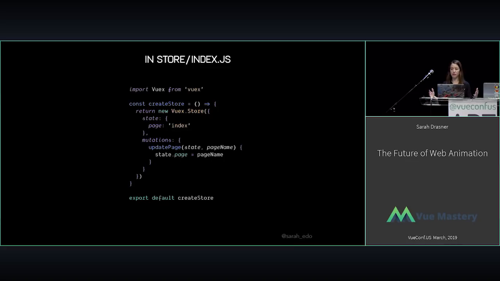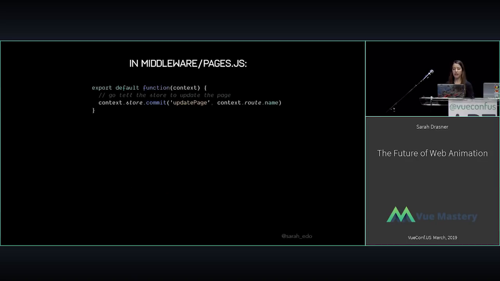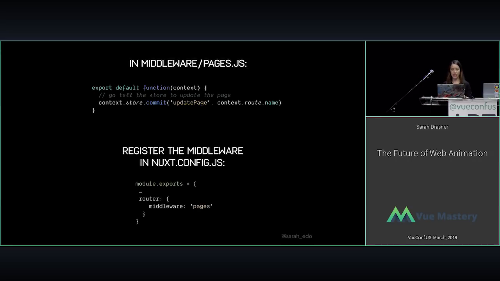So first we'll set up a Vuex store. We're going to store the page and create a mutation that allows us to update that page. Then in middleware, we're going to update the state by committing it in middleware, and that's where we're going to update it with the current root context. That's how we get a hold of the current root context. And we're going to register the middleware in nuxt.config.js. That's what we need to do in order to use this.